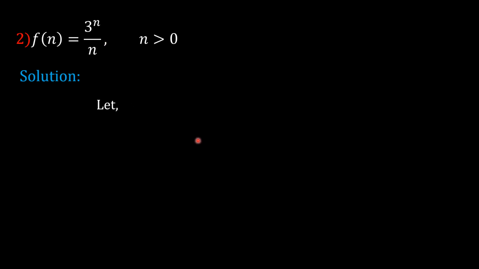Now we will consider the second example in which the general term of the sequence is f of n equal to 3 raised to n divided by n, for n greater than 0. As here 3 raised to n is divided by n, we can think of using the division by n property. So let us see the solution. In the solution, we will call this 3 raised to n as g of n.